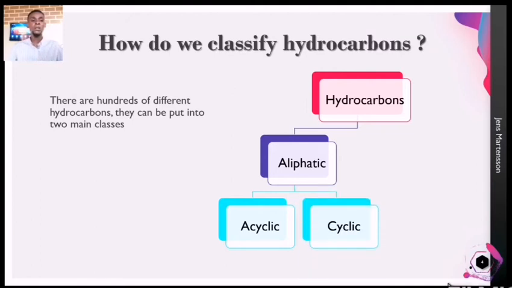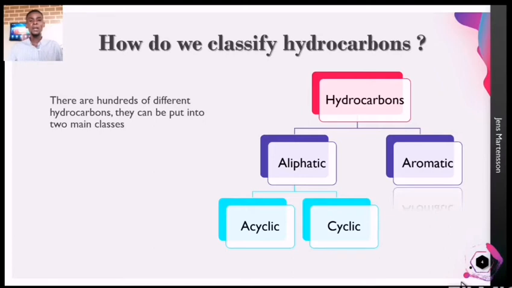Let us look at the second arm of it. Under the second arm, we have aromatic hydrocarbon. And the major example, the moment you hear the word aromatic hydrocarbon, we're talking about benzene. Benzene is the major example in regards to aromatic hydrocarbon.